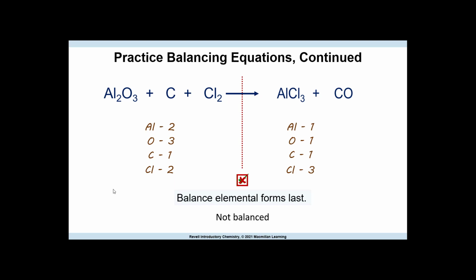So the first thing we're going to look at is on the left side, we have 2 aluminum atoms, 3 oxygen atoms, and 1 carbon atom, and 2 chloride atoms.